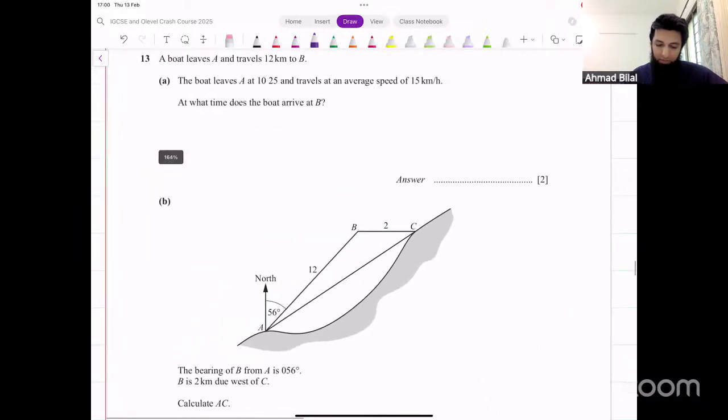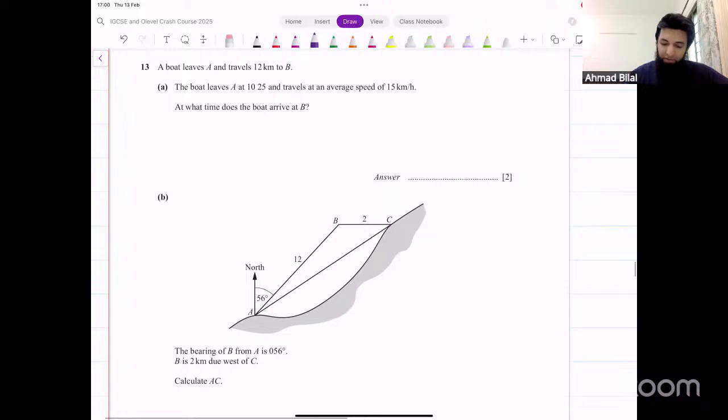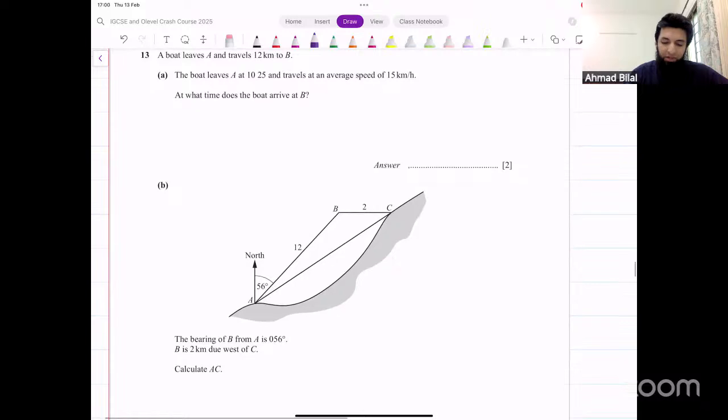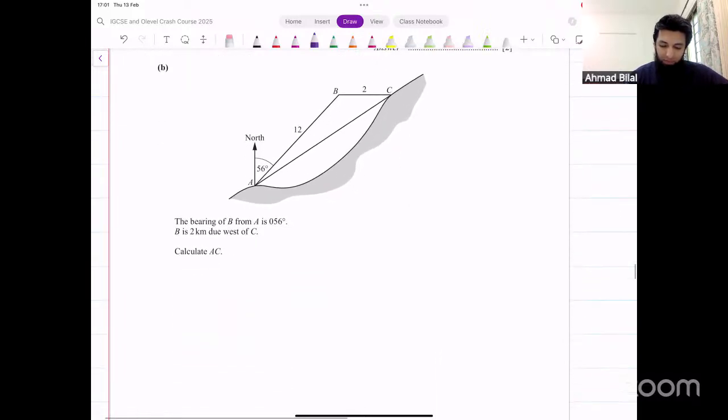This is question number 13 from the bearing worksheet. A boat leaves A and travels 12 kilometers to B at an average speed of 15 kilometers per hour. At what time does the boat arrive? I'm going to skip the first part, that's speed and time. Let's focus on the next one because we're doing trigonometry right now. Bearing of B from A is 56 degrees. B is 2 kilometers due west of C. What we have to do is calculate AC.